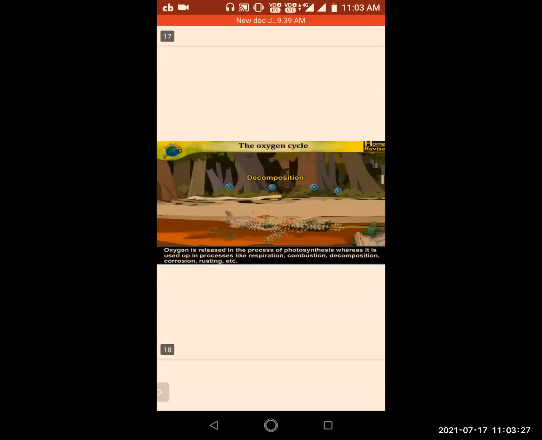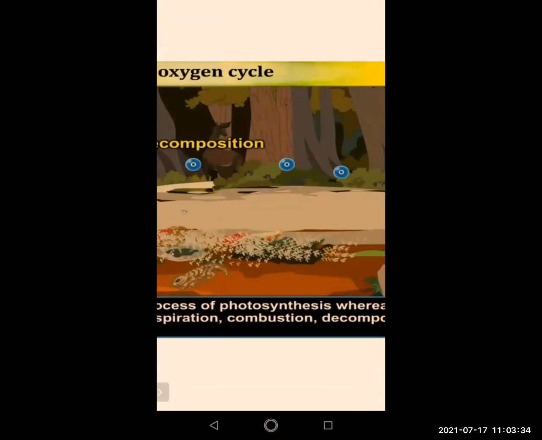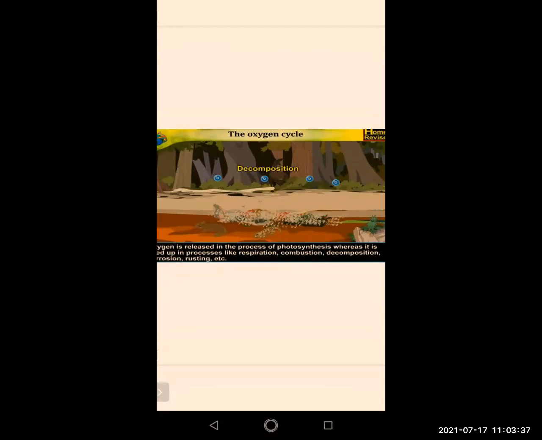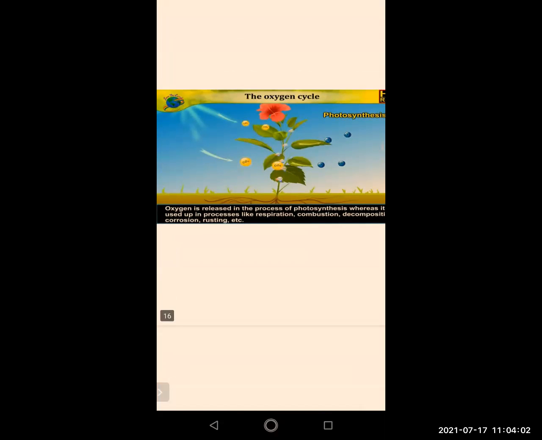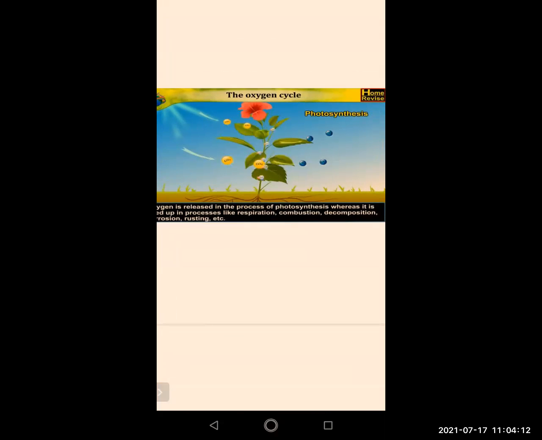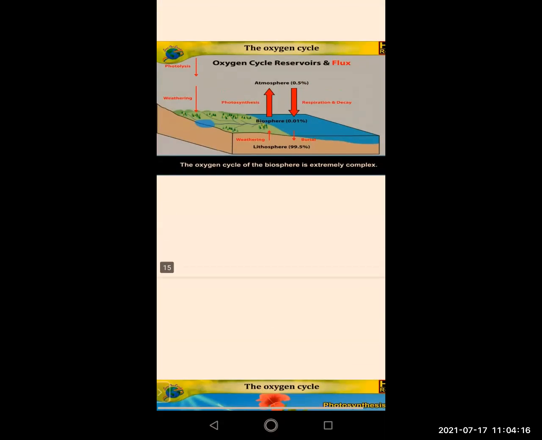Now look here, decomposition. In the process of decomposition, you see how dead animals are decomposed, and oxygen is required for it, because living organisms decompose the dead animals, and those living organisms require oxygen. That's why oxygen is used in decomposition and respiration, as human beings know very well. In photosynthesis, oxygen O2 is released, whereas it is used up in processes like respiration. Now this is the oxygen cycle.